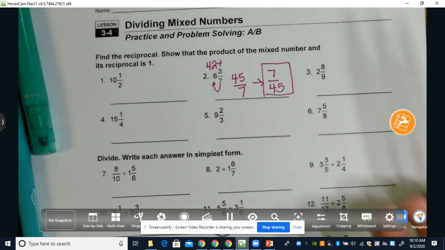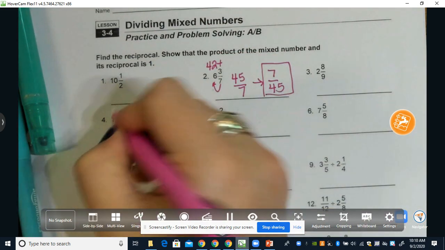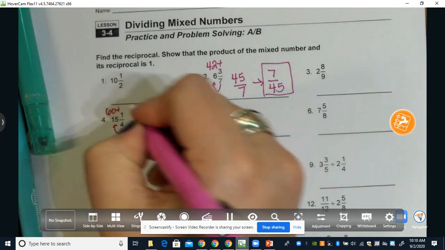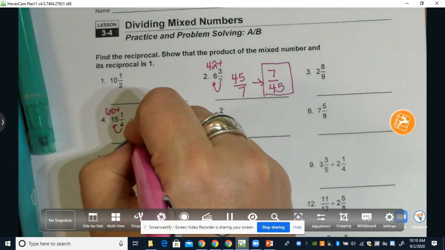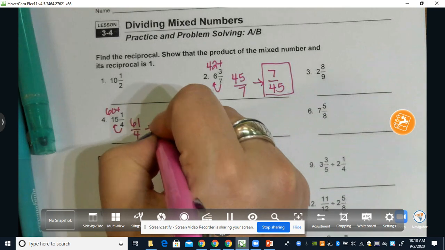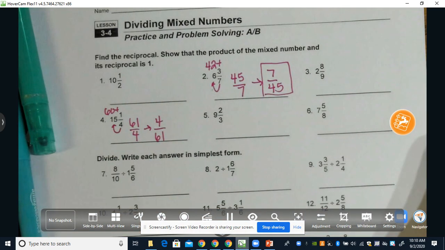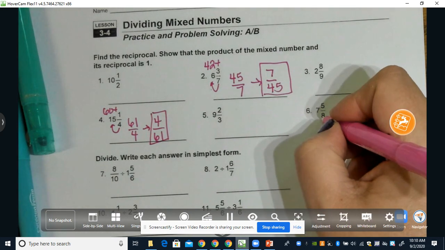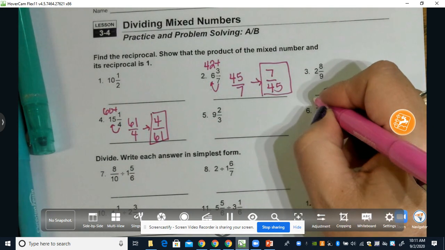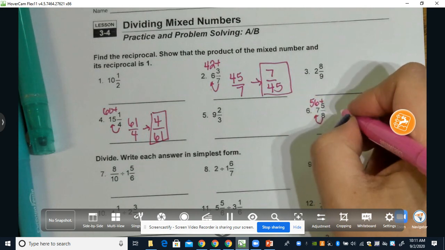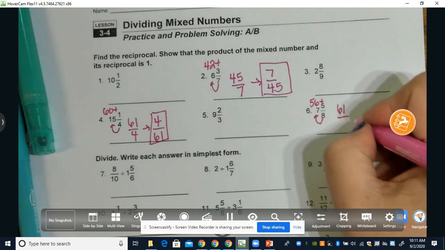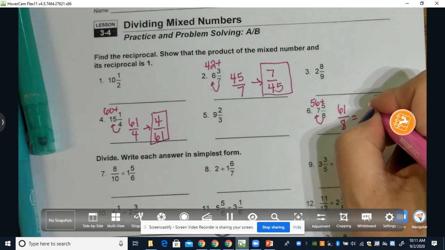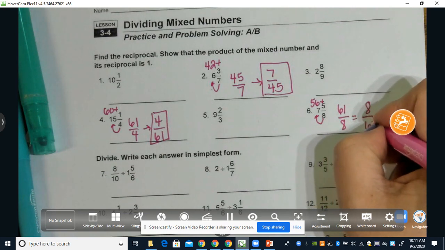Okay, so number 4, we're going to multiply 4 by 15. 4 times 15 gives me 60. Plus 1 gives me 61 over 4. And when I flip it, it would be 4 over 61. And number 6, multiply 8 times 7, which is 56. Plus 5, it gives me another 61. 61 over 8. Reciprocal would be 8 over 61.